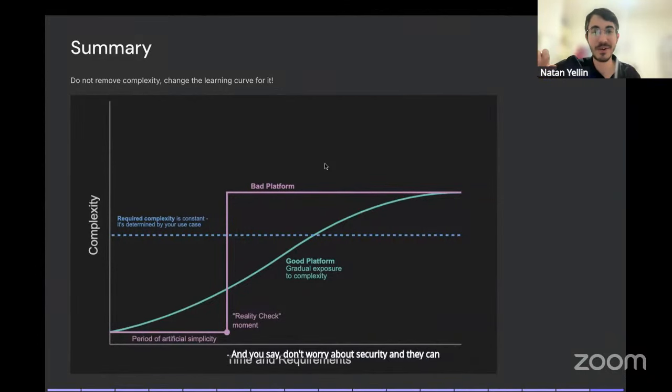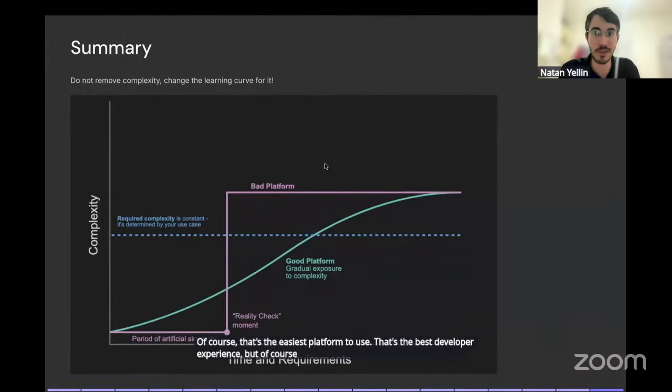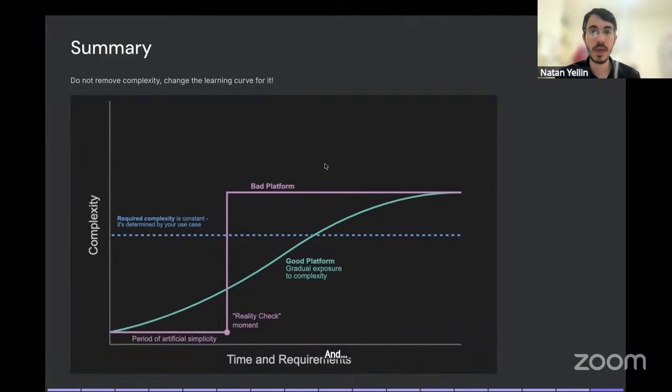And of course, that's the easiest platform to use. That's the best developer experience, but that's not viable either from a security perspective or a cost perspective. So they are always at odds with one another, and I think the devil here is of course in the details, but unless you have a security reason, it comes down to the question: do you blacklist or do you whitelist?